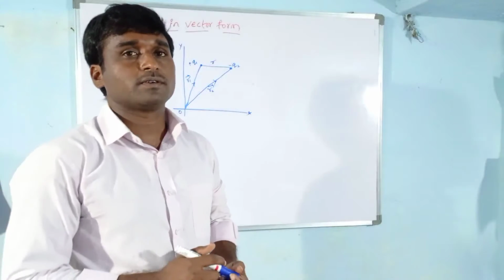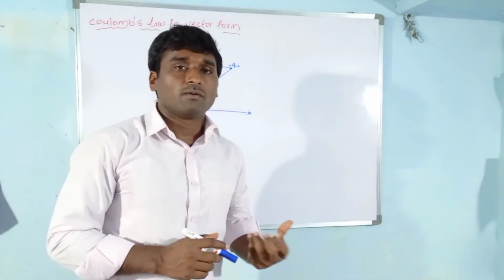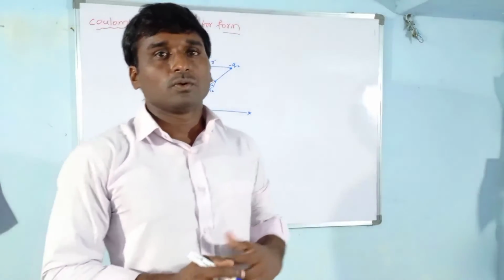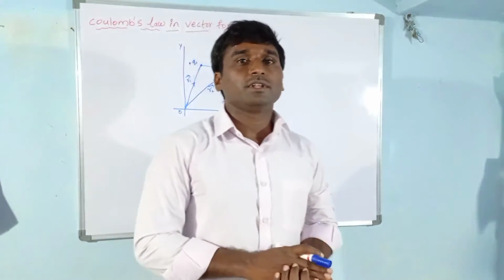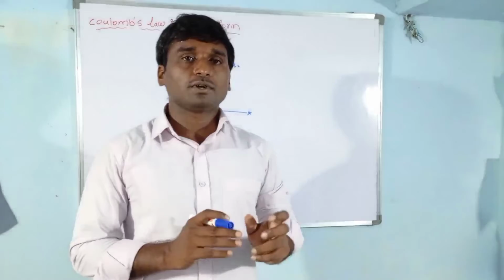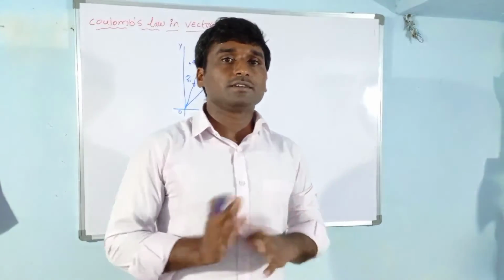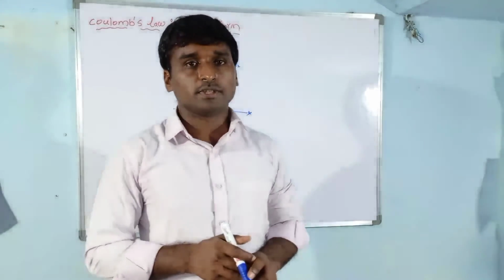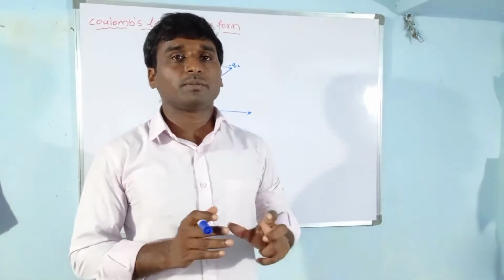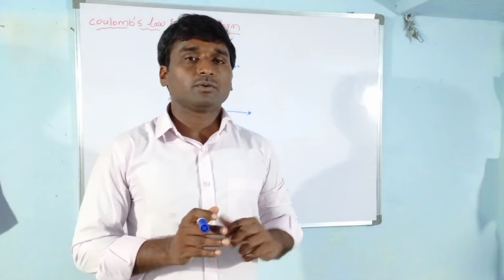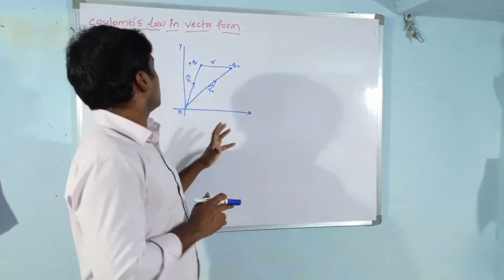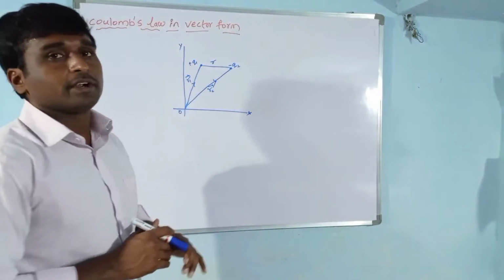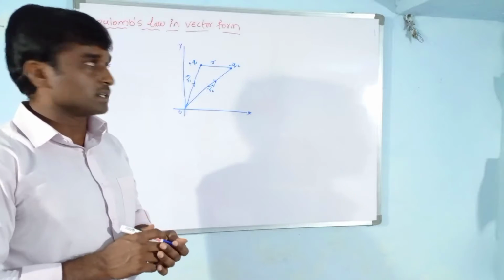In this video we are going to learn a new topic, that is Coulomb's law in vector form. In the previous class we discussed what Coulomb's law is and its mathematical expression. Coulomb's law says that the force acting between two charges is directly proportional to the product of their charges and inversely proportional to the square of the distance between them. So its expression is 1 by 4 pi epsilon naught into q1 q2 by r square. So that was the previous class. In this video we are going to discuss Coulomb's law in vector form. What is the vector form of Coulomb's law?